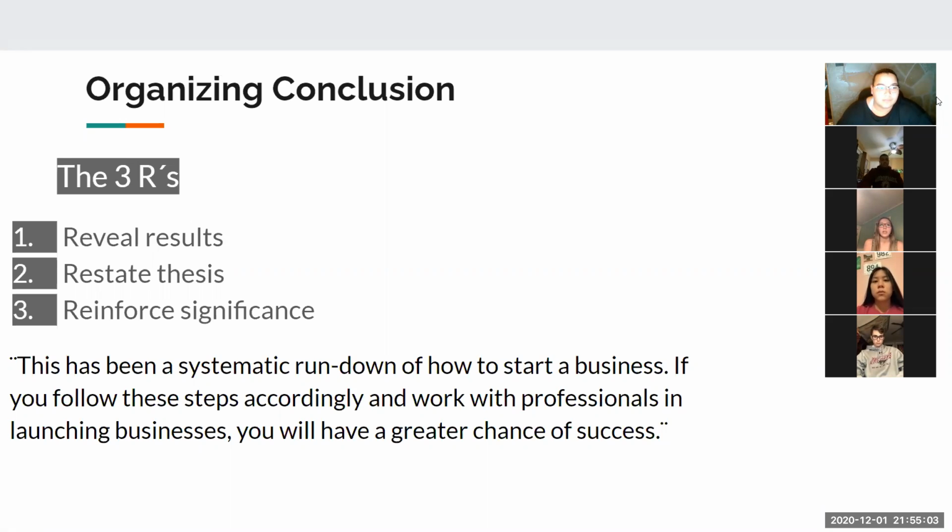The second R you must check off the list is restating the thesis statement. As previously expressed by Eliza, the author encourages people who are interested in launching a business to follow the step-by-step guide to have a greater chance of success. The final R you must be sure to include in your conclusion is reinforcing the significance of the procedure. The author portrays this in the concluding paragraph by reinforcing the idea that you must follow the systematic rundown of how to start a business in order to be a successful business owner. Organizing your conclusion following the 3 R's will ensure an exceptional, proper concluding paragraph.